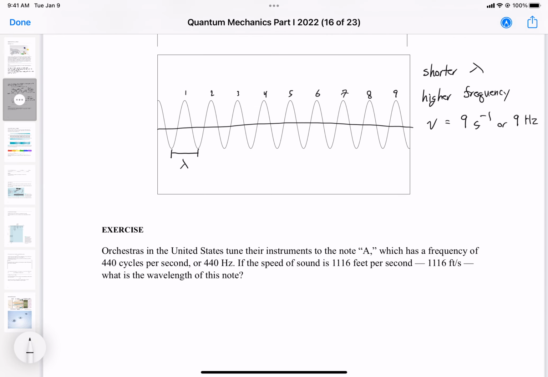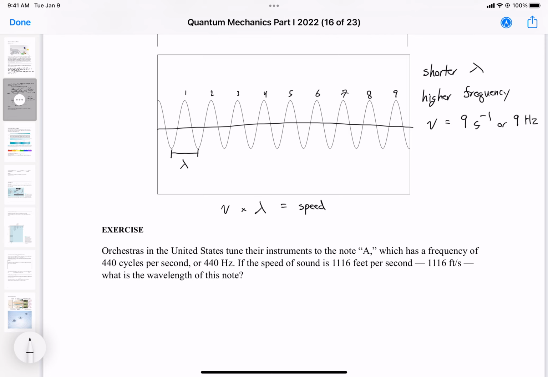Okay. So there's two equations that we can consider here, okay? So for any combination of frequency and wavelength, you're going to get the speed of the wave. Let me explain. So here's frequency times lambda. So frequency times wavelength will always give you speed, okay?